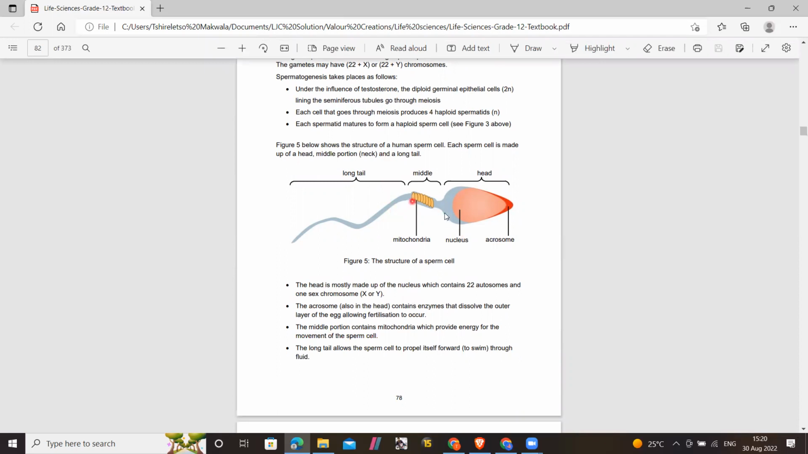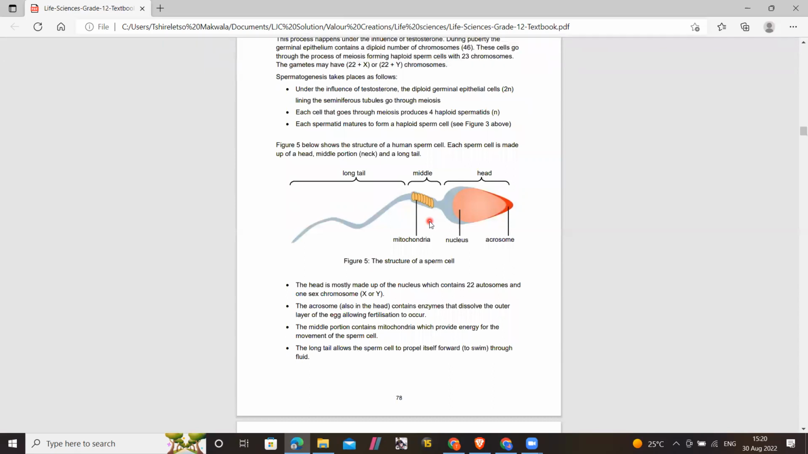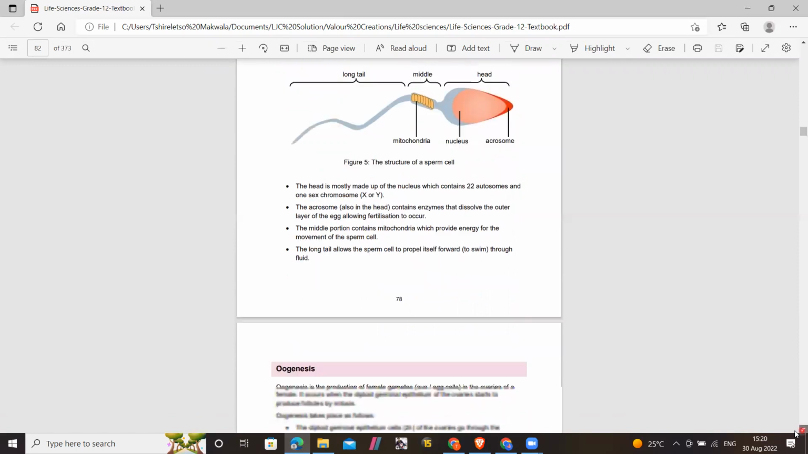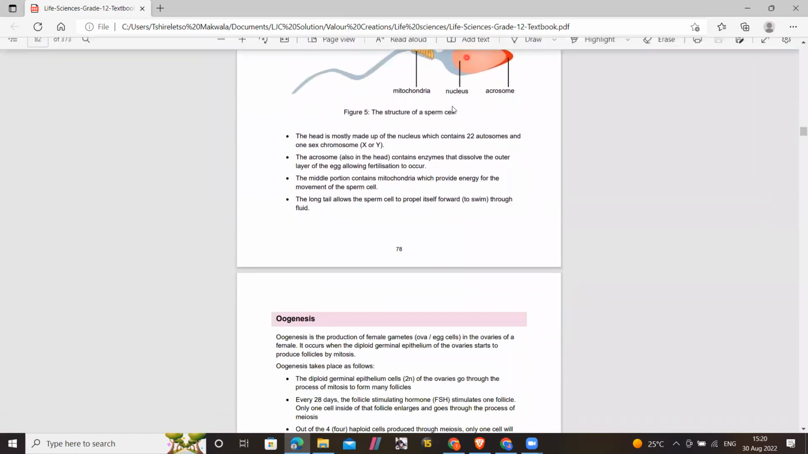So this is basically the description of these things. Here we have the mitochondria. Mitochondria, obviously, is for energy. The head has the nucleus. The nucleus has basically our DNA. And then we have the acrosome. The acrosome contains enzymes that dissolve the outer layer. So all of these things, this is just labeling.